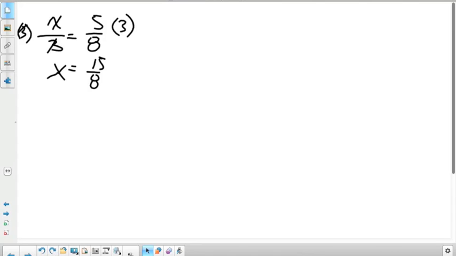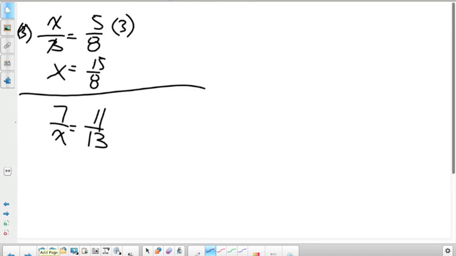The tricky part is this: you get 7 over x is equal to 11 over 13. This is a new equation. Now what we're solving for is the denominator. And I've seen this too many times. I need to address this, not just in this class, in all my classes.